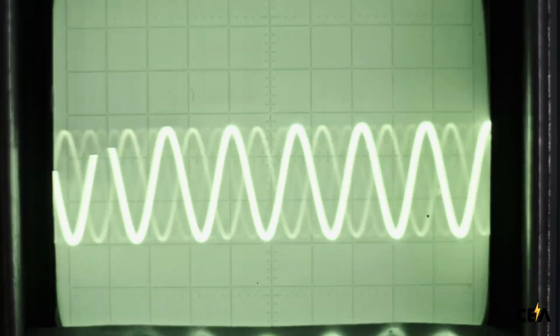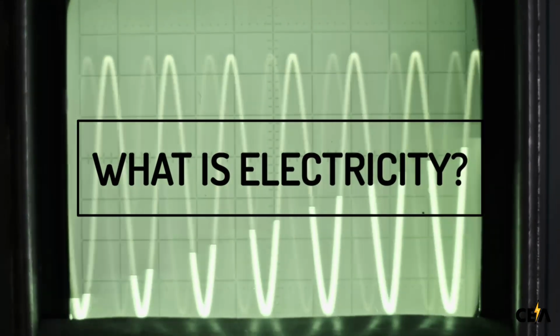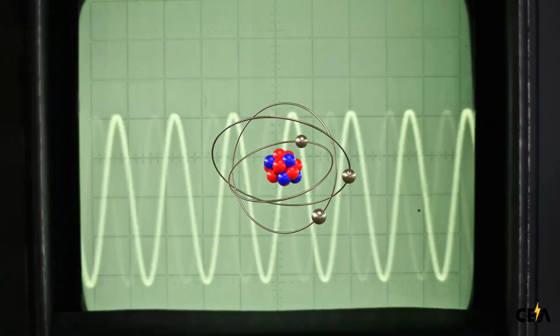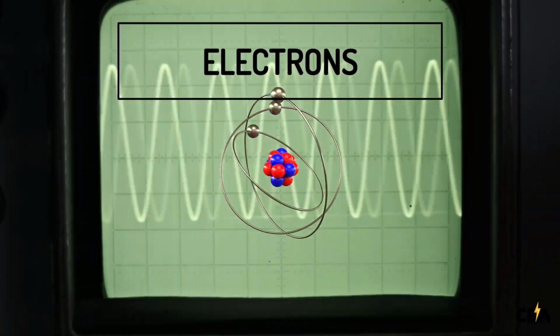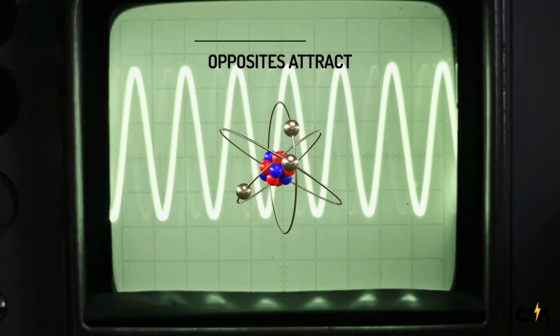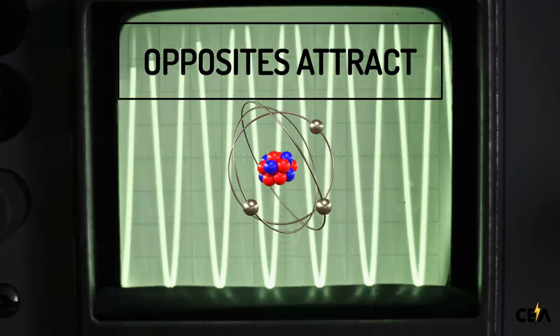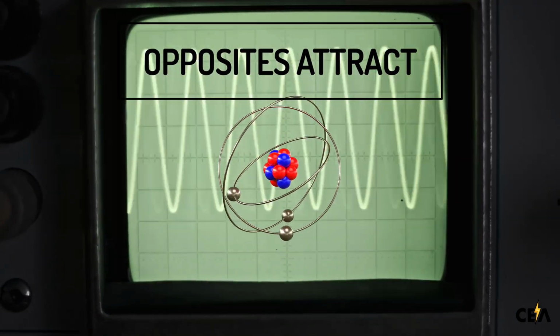We begin by answering the question, what is electricity? You'll learn how electricity is created by exploring the basics of atoms, electrical charges, protons, and electrons. We'll also explain why opposite charges attract and how these interactions make the flow of electricity possible.